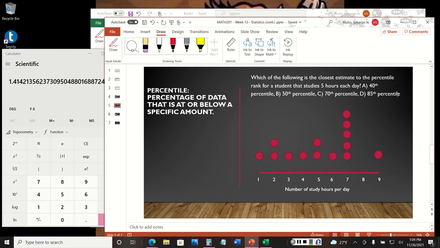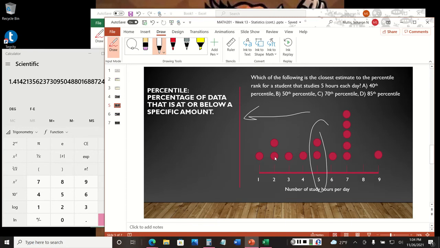Now remember, we're trying to figure out all of the data that's at or below a specific point. Our specific point is going to be this 5-hour study time. And everything to the left of the 5-hour is what we need to calculate. But before we even do that, we need to figure out how many data points we have in here that we're going to be using.